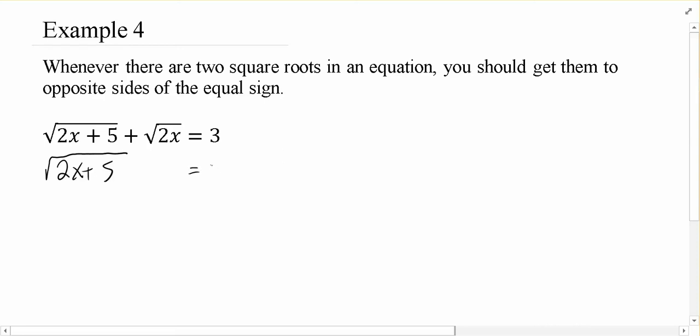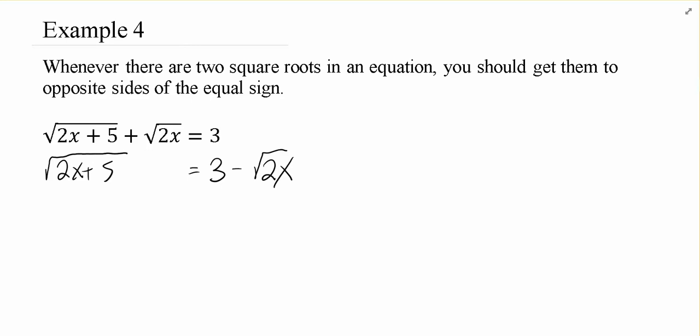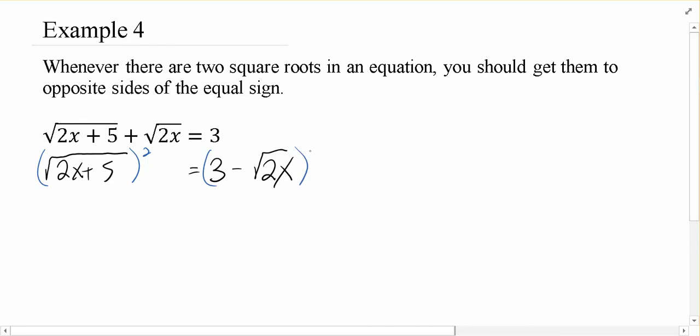Let's go ahead and subtract the root 2x to the other side. Now that we have them separated, now we can square both sides. And because we're squaring both sides, we need to make that note to ourselves that we better check any answers that we get.